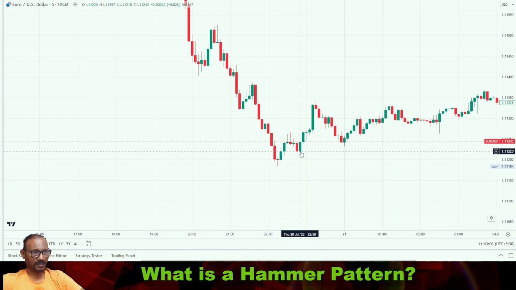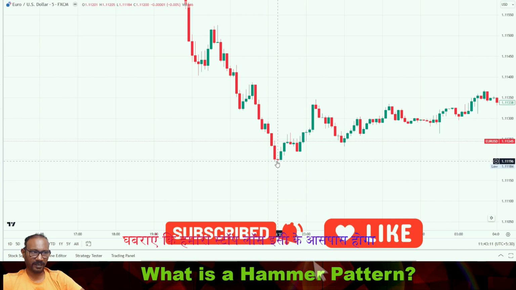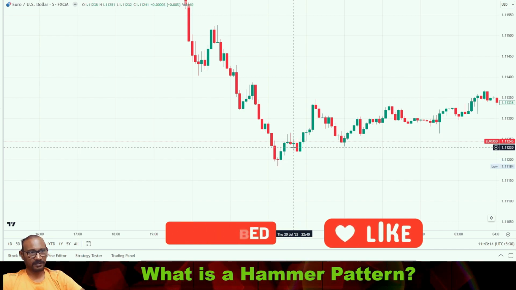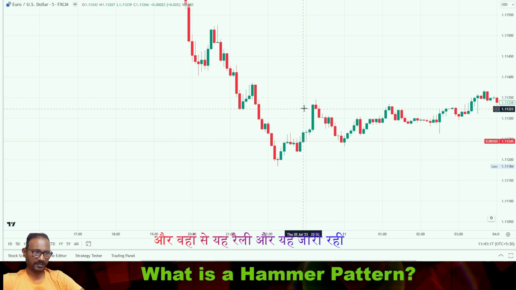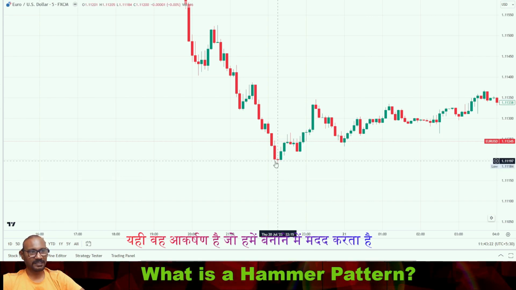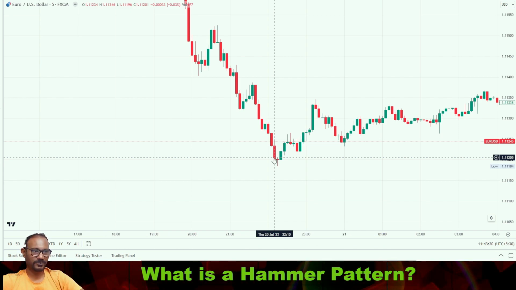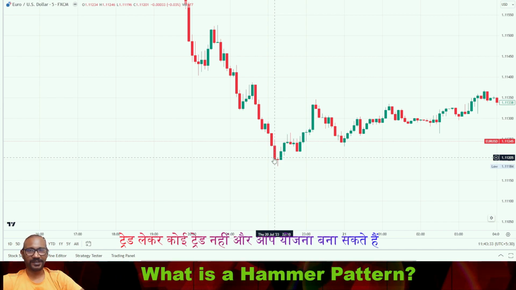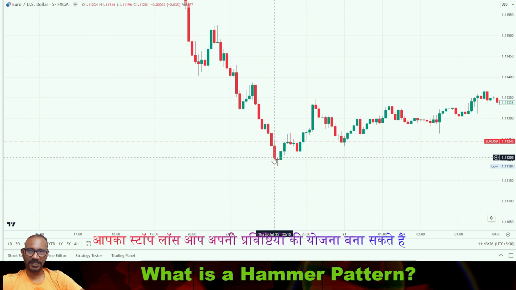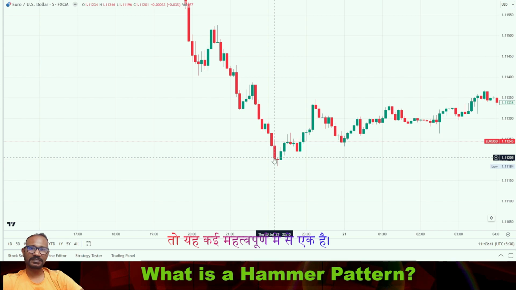The trend is upside. Probably would have entered here. And when it came down, we need not panic. Our stop loss would be around this level, right? And from there, it continued to rally and it never came below this level. You see the beauty of this? That's what a hammer is. It helps us to make very wise, sensible decisions when it comes to taking trades. And you can plan your stop loss, your entries and exits, risk reward ratio, and so on.